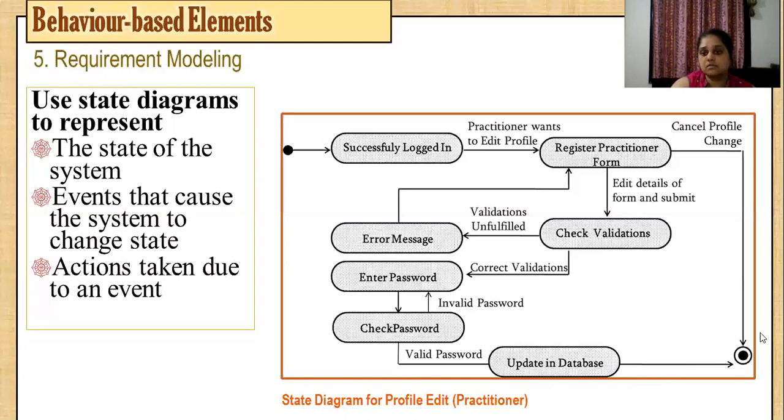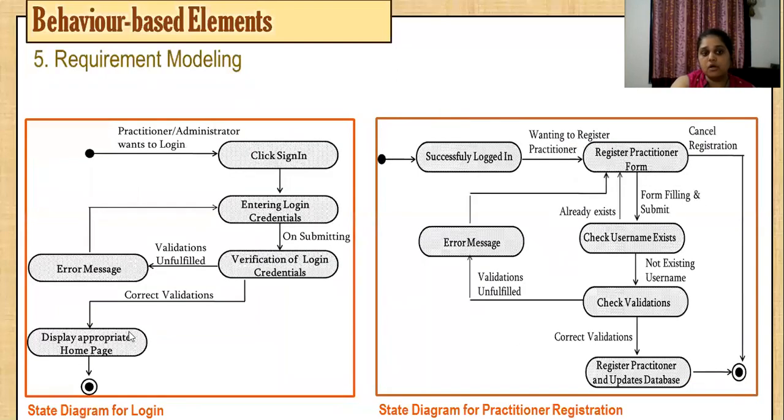Next diagram is the state diagram for login. This is a diagram which is applicable for the practitioner as well as the administrator, for both the actors. So first, we are entering the system. The first activity which is going to trigger the sign in state is the practitioner or administrator wanting to log in. So they will click on sign in. Clicking the sign in is a state of the system. After clicking sign in, the system is displaying the screen for entering your username and password.